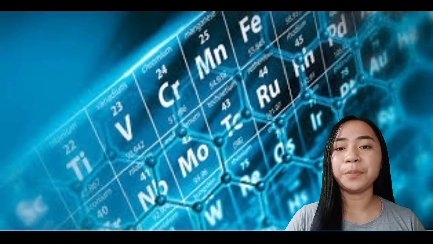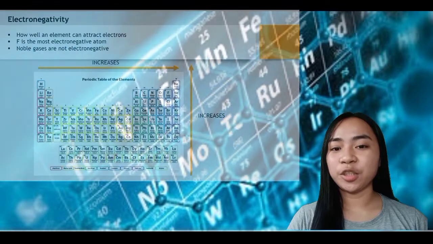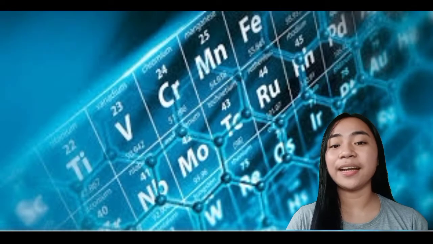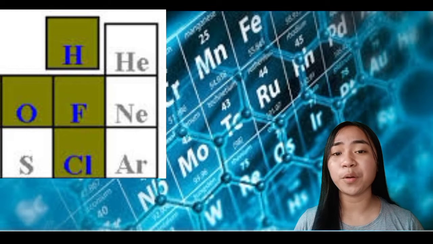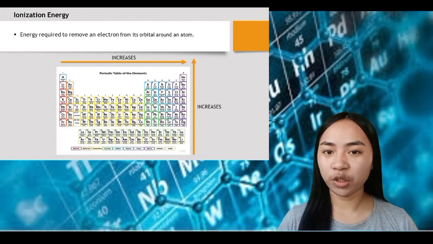Now let us move on to the periodic trends. Periodic trends have 5 different trends. Let us start with electronegativity. Electronegativity tells us how well an element can attract electrons. Now let's have an example. Which element is the most electronegative? Is it chlorine or oxygen? It's quite difficult, right? Because as we can see, chlorine and oxygen have the same distance to fluorine. But in this case, the higher up is the most electronegative. So that is oxygen.